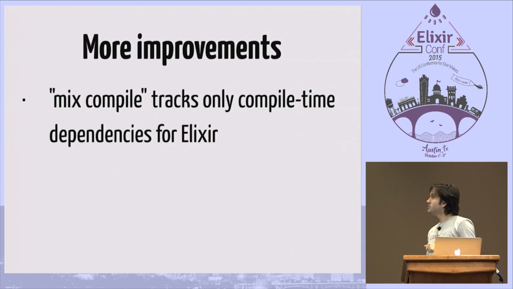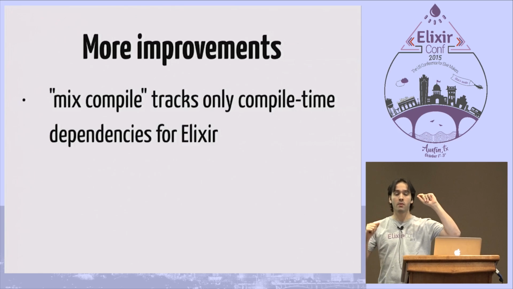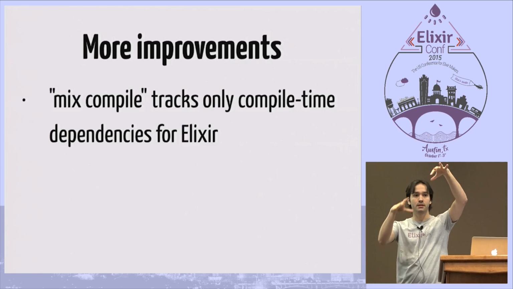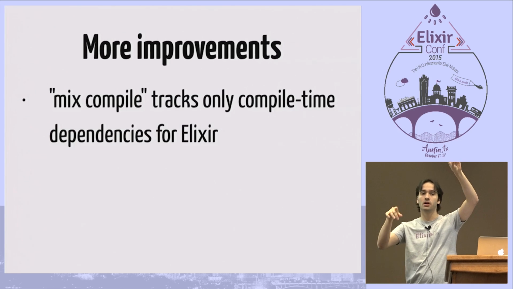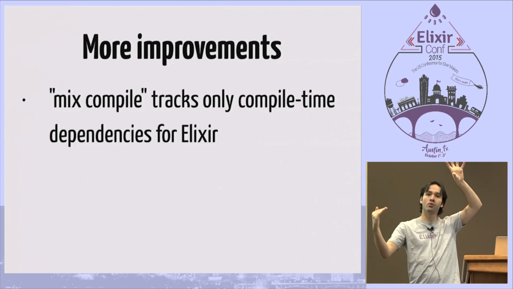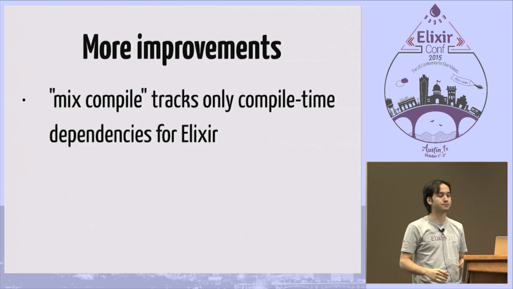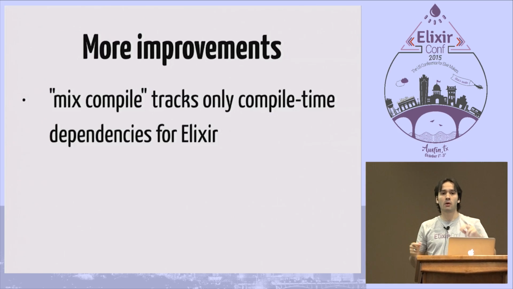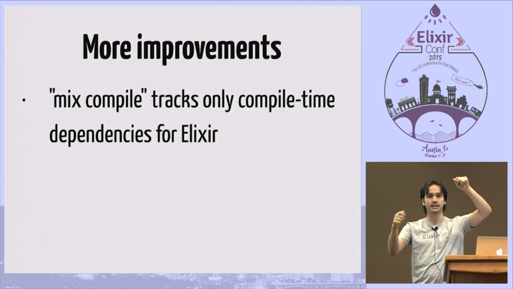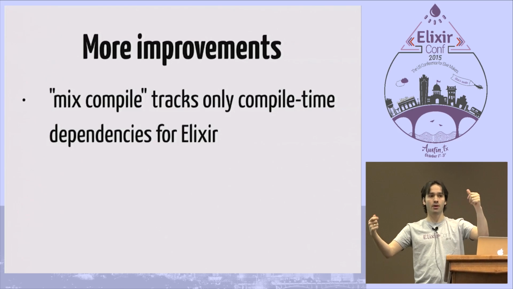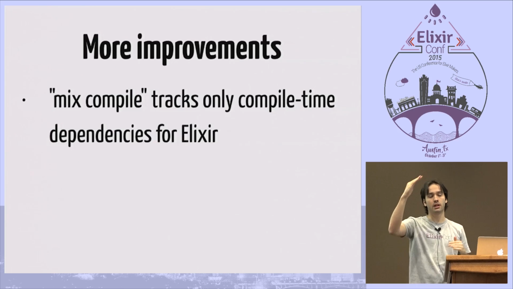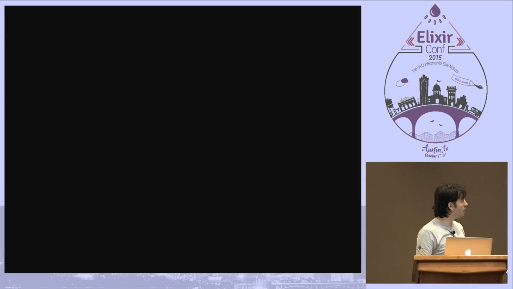The first of them is that the Mix compile task, which is what we use to compile our code, now tracks only compile time dependencies for Elixir. And what this means is much faster compilation times, okay? What happened with Elixir 1.0 is that when we compile your code, we generate a graph of the dependencies in your code. Say, this module calls this one, which calls this one. So if you change this, we have to force everyone up the chain to recompile. But we were tracking both compile time and runtime dependencies in the same way. So you can be calling a module only at runtime, and it would force the recompilation of everything, and that's unnecessary.